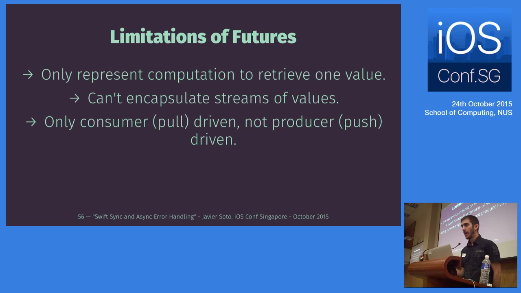And another subtle difference is between consumer-driven and producer-driven. The one that we just did was all consumer-driven. We had a Future, and then we asked the Future, okay, now give me the value. That's pull-driven. But sometimes, going back to the gesture recognizer example, we don't ask the gesture recognizer to give us a value. It's the gesture recognizer that will give you values when it's ready, when it has something to give you. So that would be producer or push-driven. And Futures are not really meant for that.